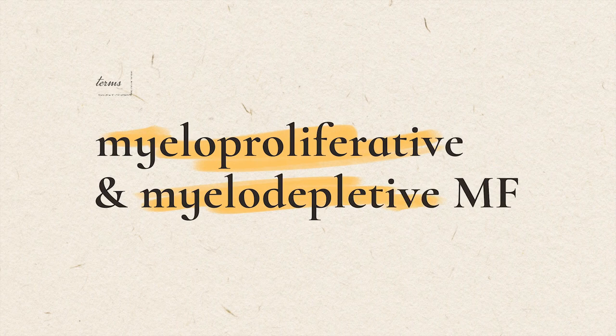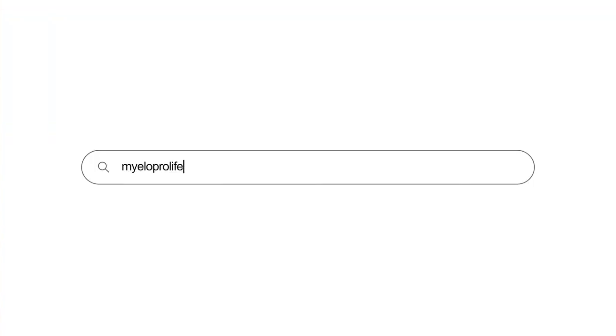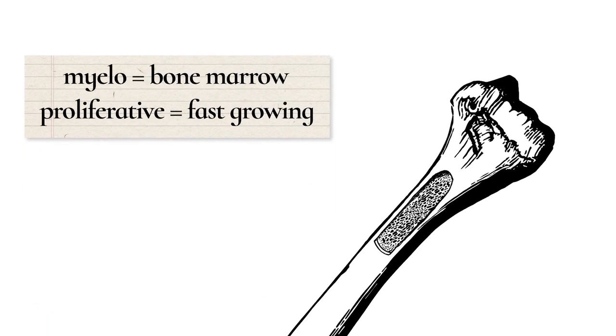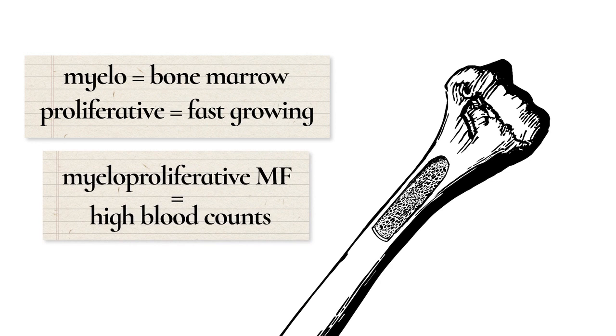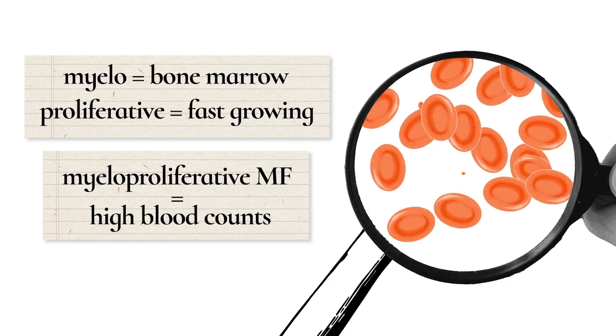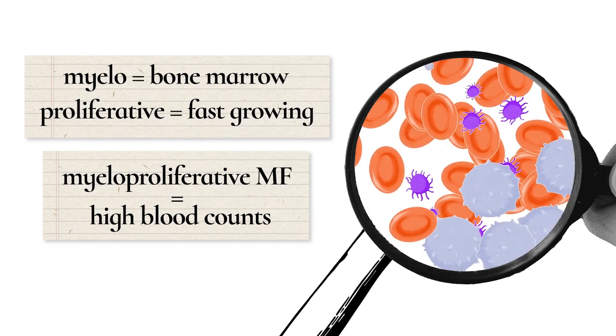The difference between myeloproliferative and myelodepletive disease is in the blood counts. In medical terms, myelo stands for bone marrow, and proliferative means fast growing. So someone with myeloproliferative disease has bone marrow that makes too many blood cells. This appears in laboratory tests as high levels of red blood cells, white blood cells, and/or platelets.